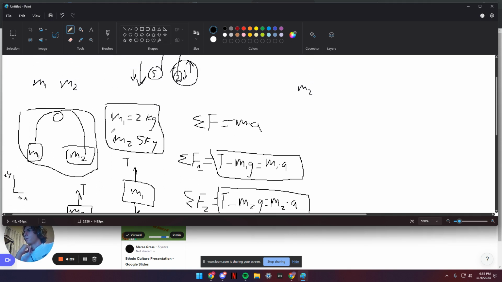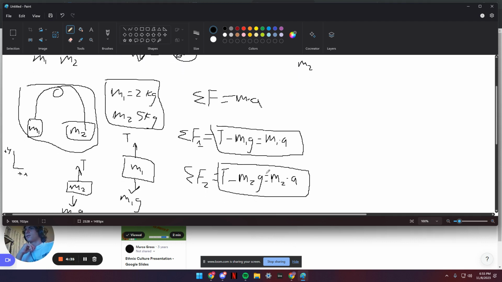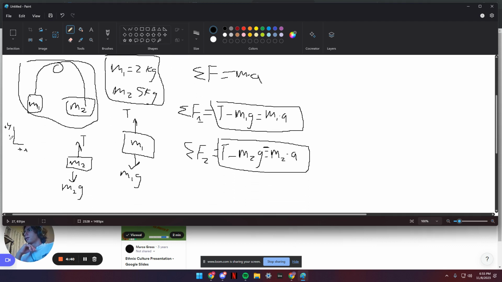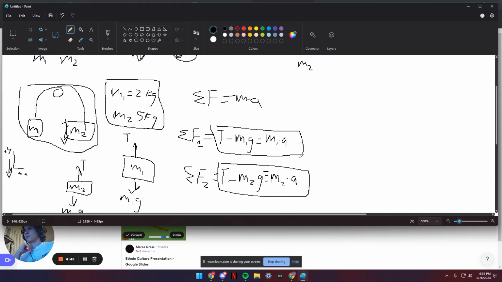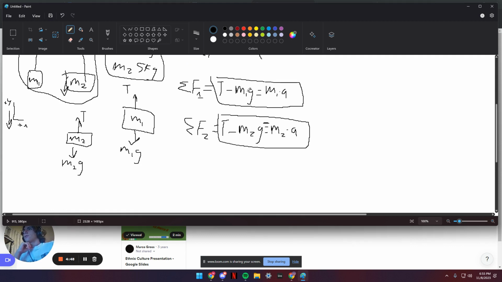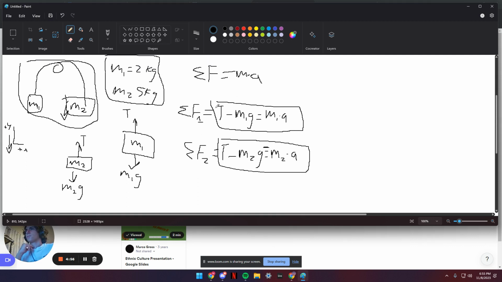So we know mass 2 is more massive, so mass 2 is going to have a negative acceleration since it is going in our negative y direction because it is more massive. So we have these two equations, right? This has a negative. We have two unknowns, which are the acceleration and the tension, and we have two equations. So what we can do is subtract one equation from the other to eliminate one of these unknowns, which is tension. So let's try that.